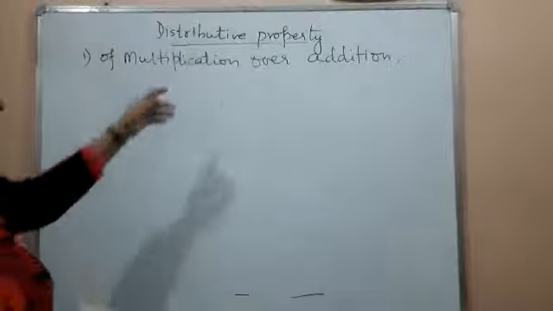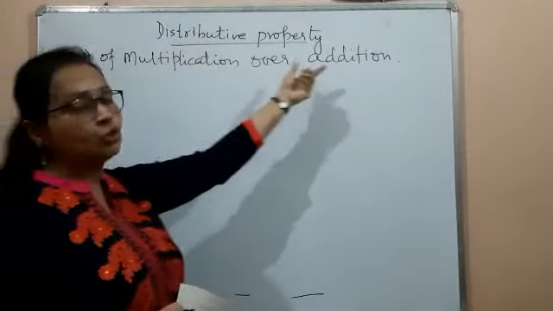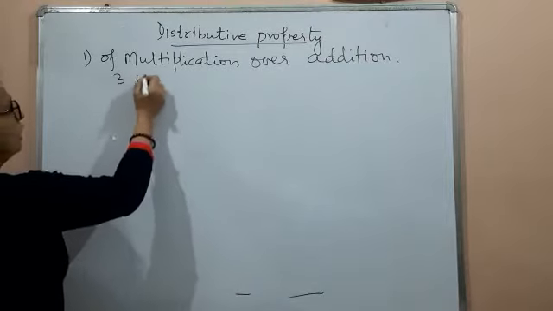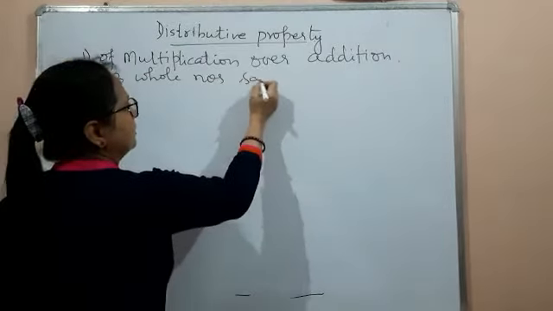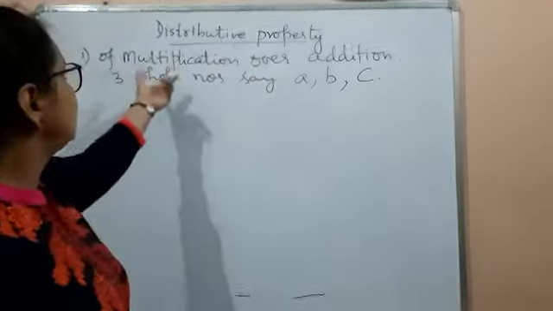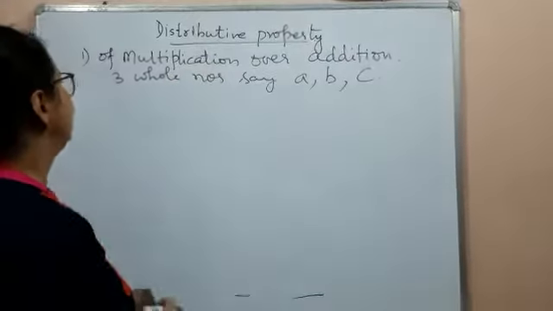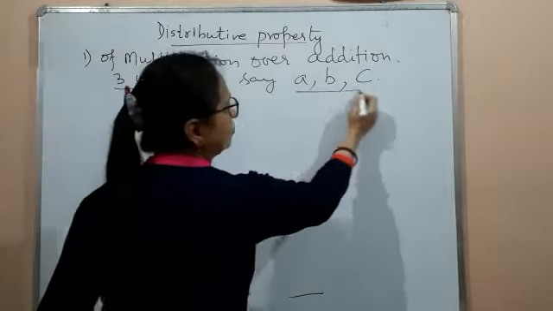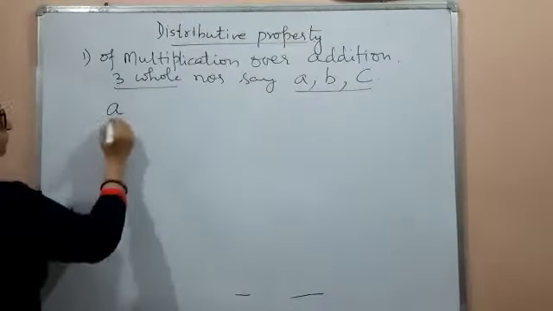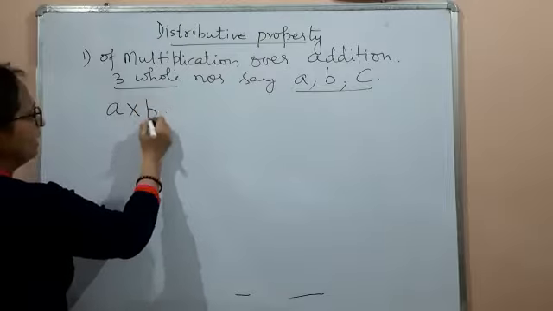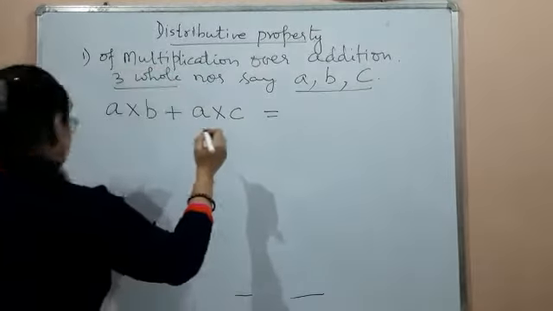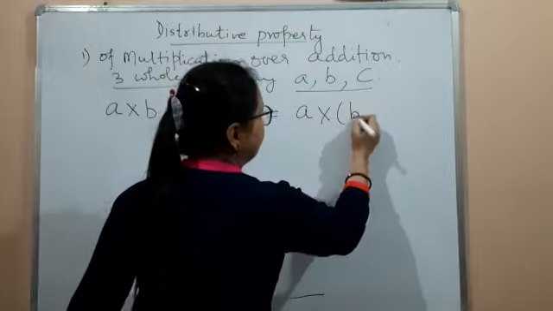Now suppose we are going to learn this distributive property of multiplication over addition. Suppose we have three whole numbers. Say A is one number, B is another number, and C is the third number. Then the property says that A into B plus A into C will give you A into B plus C.